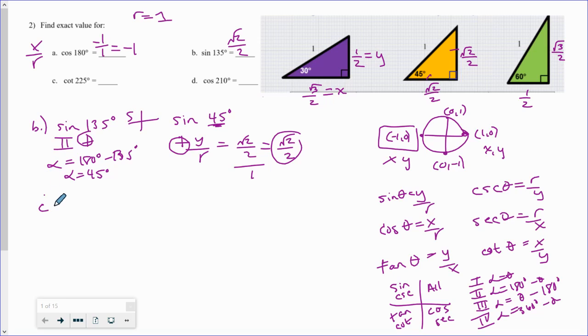All right, so let's do C. C is the cotangent of 225. All right, I don't need a coterminal angle.